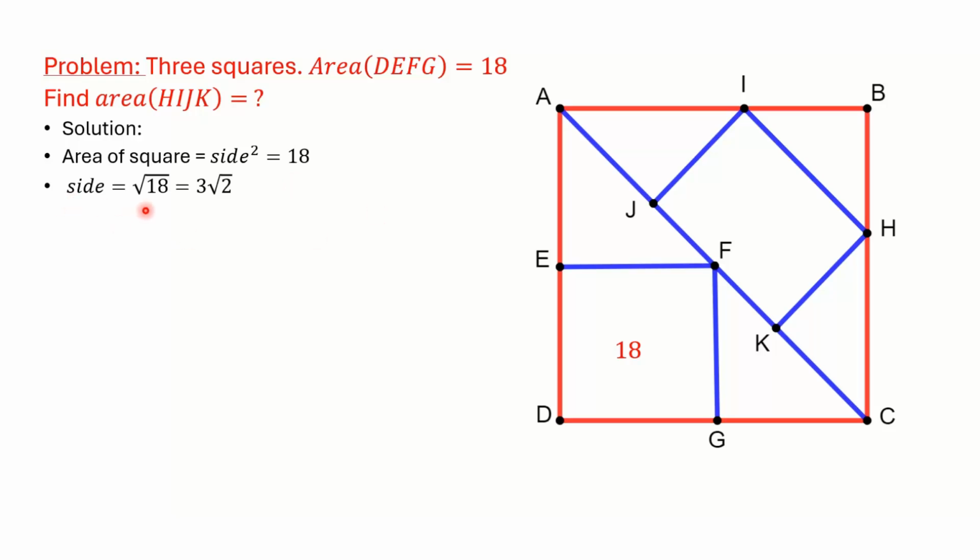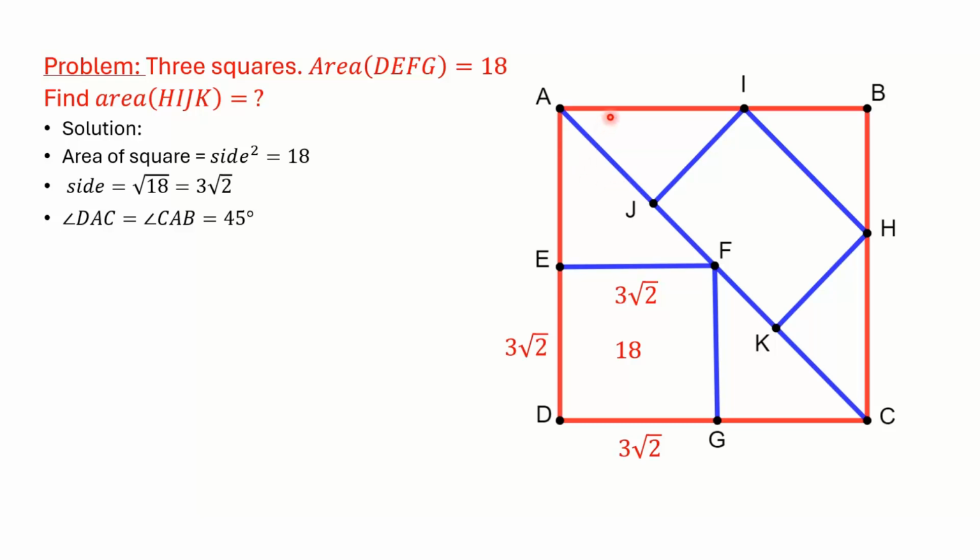This means side is equal to square root of 18, and square root of 18 is equal to plus minus 3 root 2. So I am ignoring the negative root because the length cannot be negative. So the side cannot be negative, side always has to be positive. So side is equal to 3 square root 2. So this square will have a side of 3 square root 2. This means this is 3 root 2, this is 3 root 2, and this is also 3 root 2.